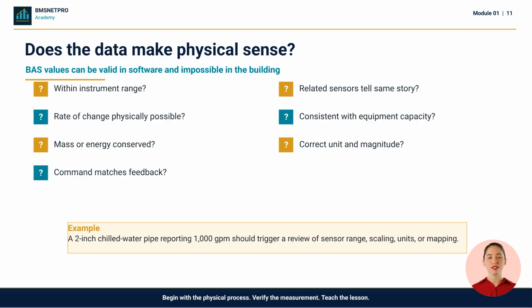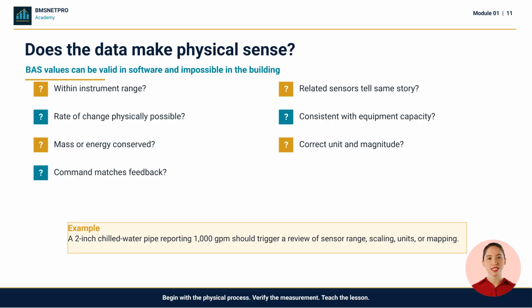Reasonableness checks are one of the fastest ways to find bad data. A value can be mathematically accepted by the database and still be physically unreasonable. If a small chilled water pipe reports 1,000 gallons per minute, the professional should not automatically accept it because the graphic looks clean. We check the sensor range, scaling, units, mapping, and equipment capacity.